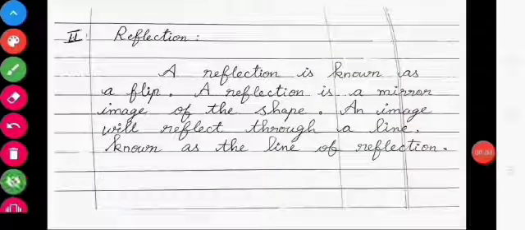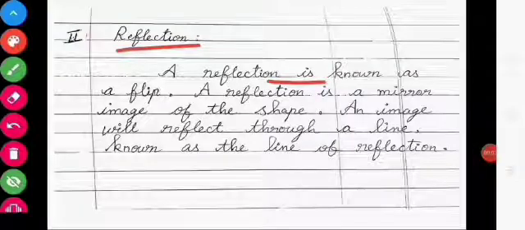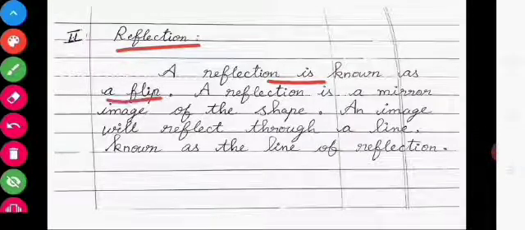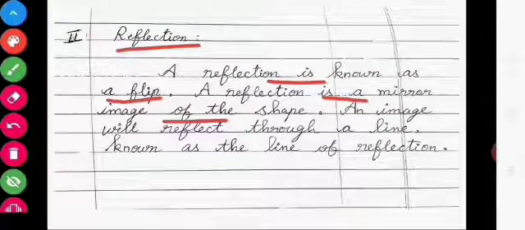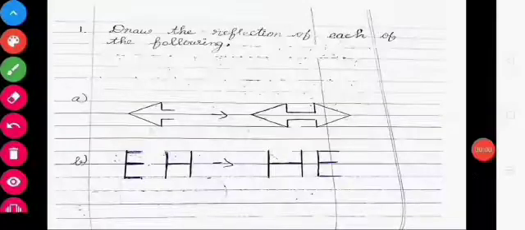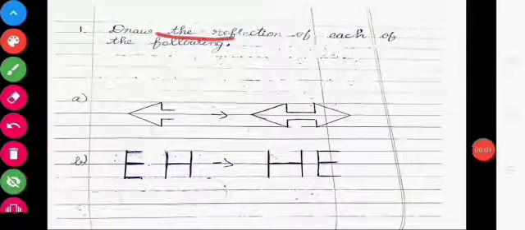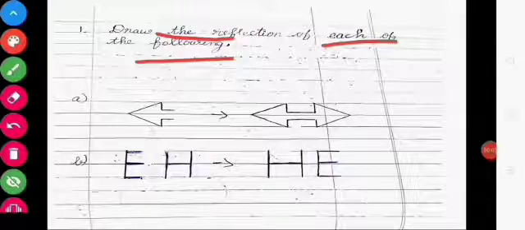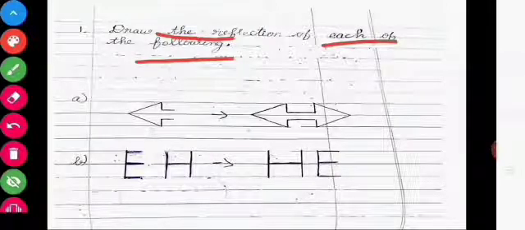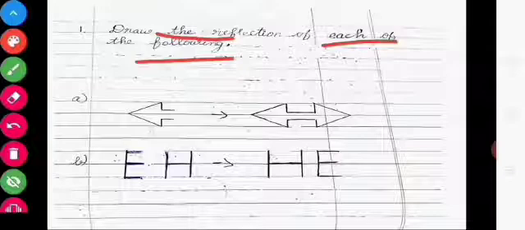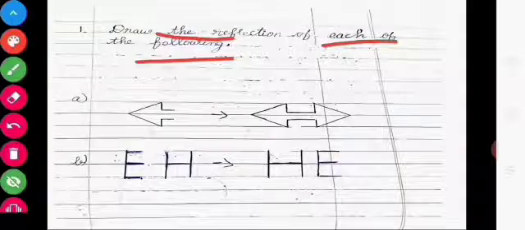Next one, it is a reflection. A reflection is known as a flip. A reflection is a mirror image of the shape. An image will reflect through a line known as the line of reflection. See the next one. Draw the reflection of each of the following. Reflection: an image that is reversed from left to right as it would appear if seen in a mirror.